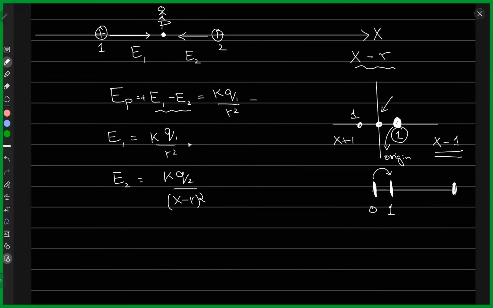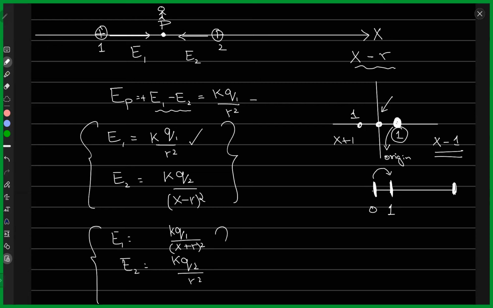Keeping in mind that E1 is written like this. But if I write E2 as K Q2 by R squared, then E1 will be written as K Q1 divided by X plus R, because the charge is to the left of the point P. So X plus R and square it. So these are two possibilities, but they're exactly the same thing.